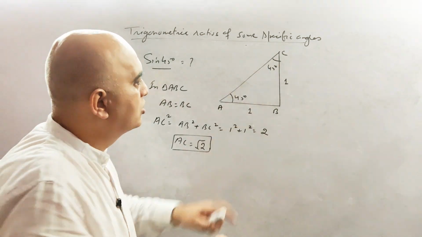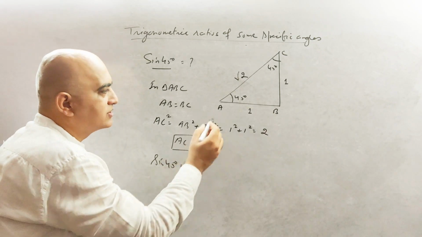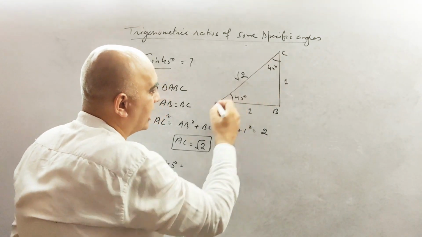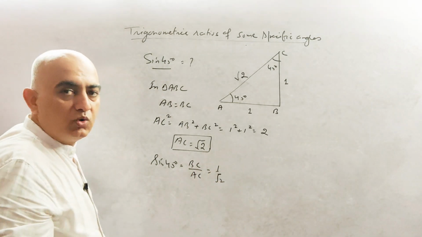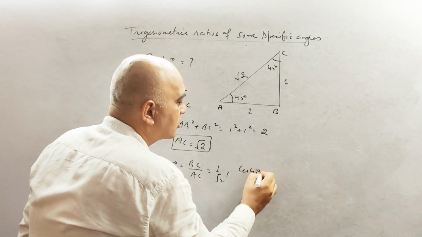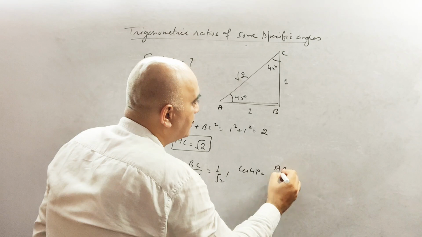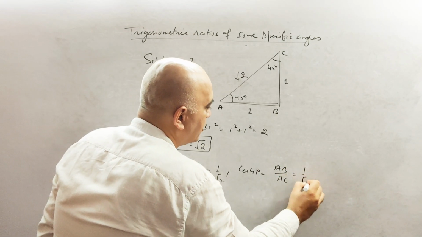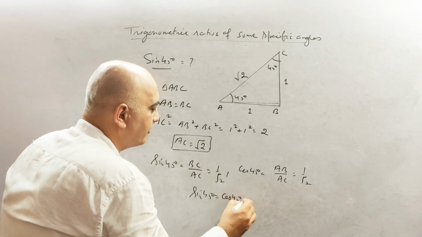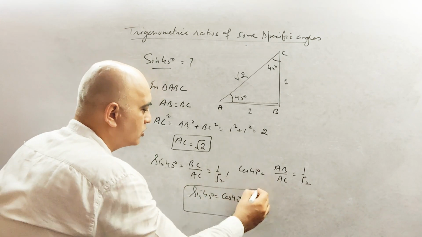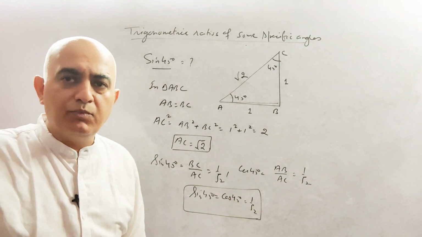So AC becomes root 2, and now we can calculate sine 45. What is the formula for sine? That is perpendicular upon hypotenuse. So that is BC upon AC, that becomes 1 upon root 2. In a similar way, we can find out cos 45. What is cos 45? Base upon hypotenuse, that is AB upon AC, that is 1 upon root 2. It means sine 45 is equal to cos 45, that is equal to 1 upon root 2.